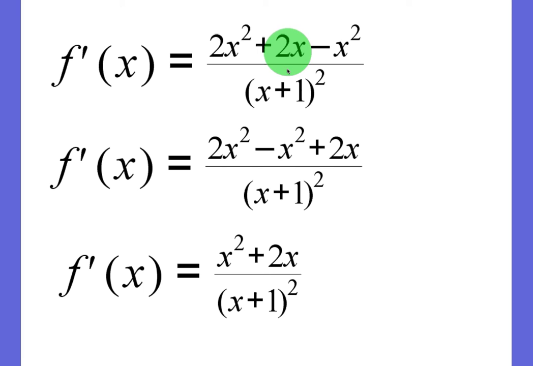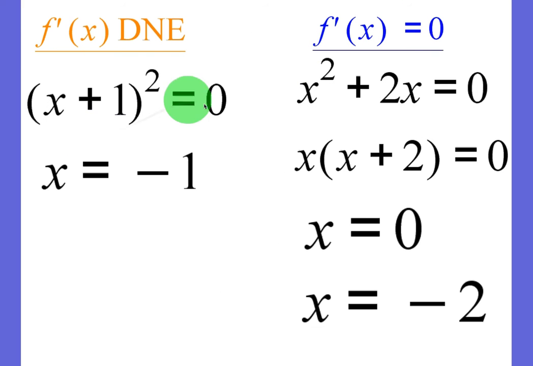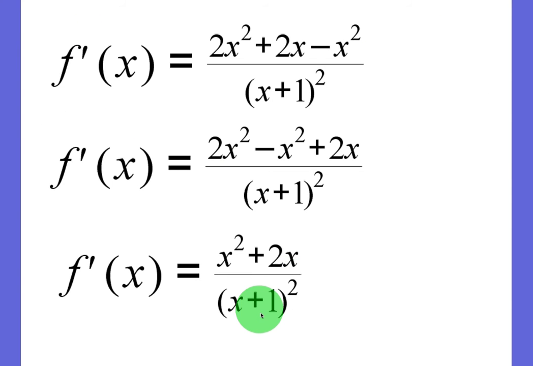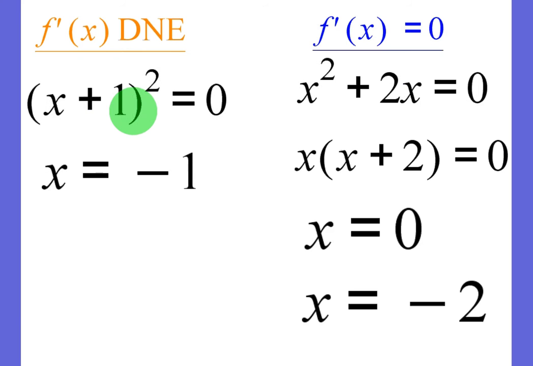The top is going to become 2x squared plus 2x minus x squared. 2x squared minus x squared is just x squared, so the top is x squared plus 2x. The bottom is (x plus 1) squared. We've got to figure out where the derivative doesn't exist as part of our critical values, in other words, where the bottom equals 0. That's whenever x equals negative 1.